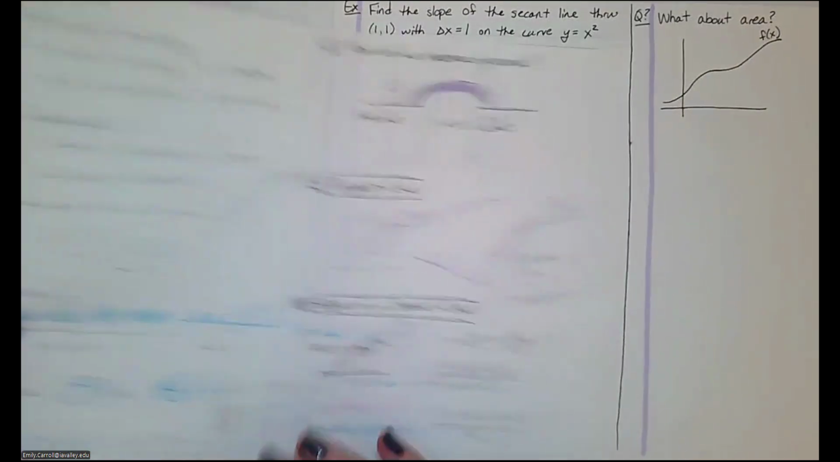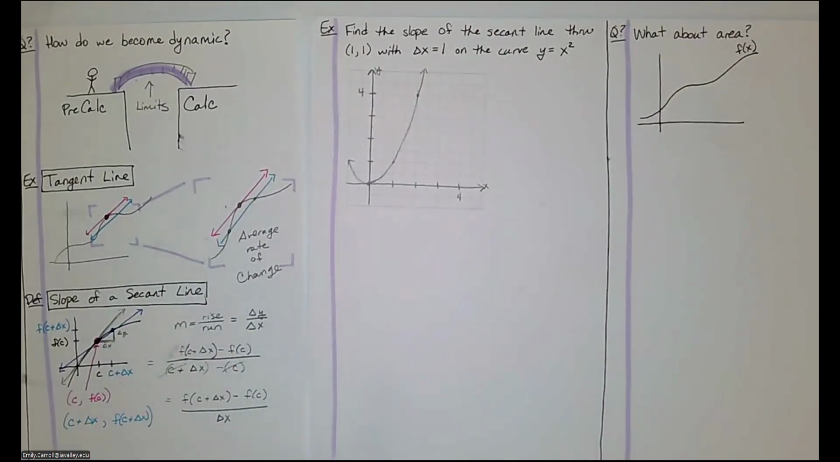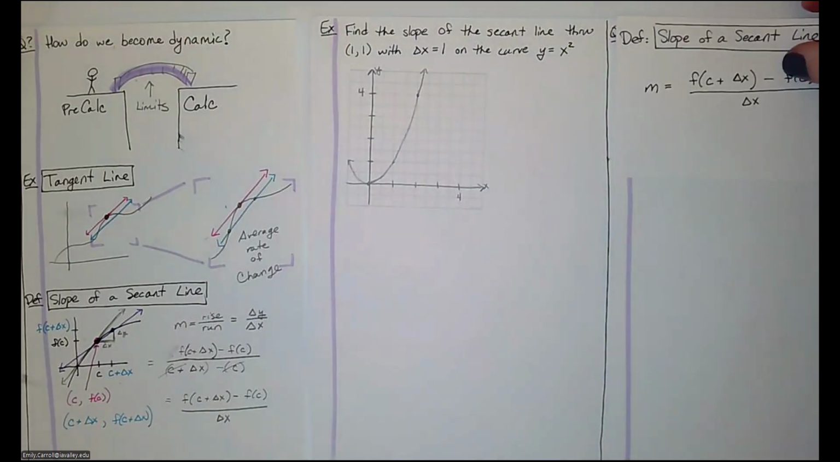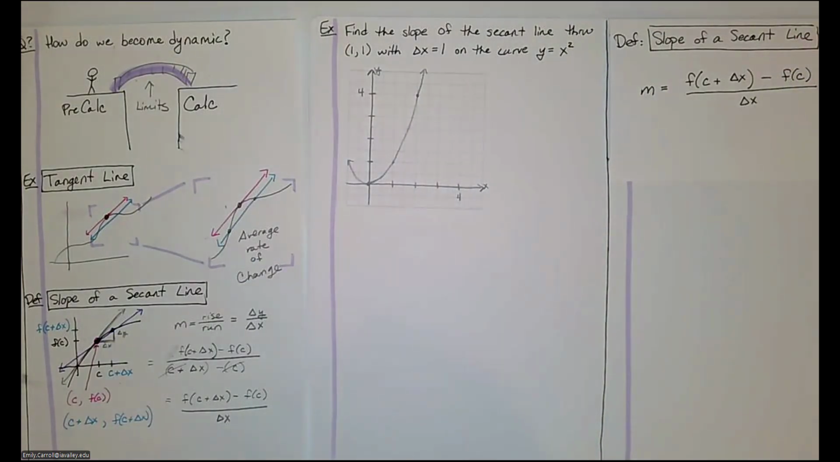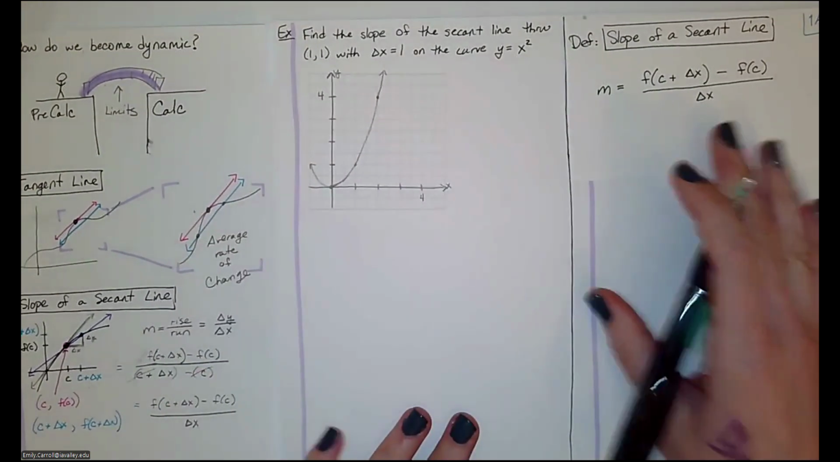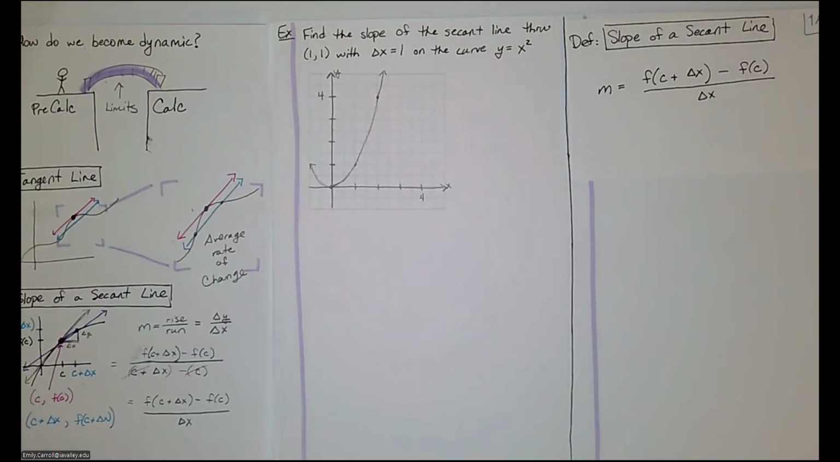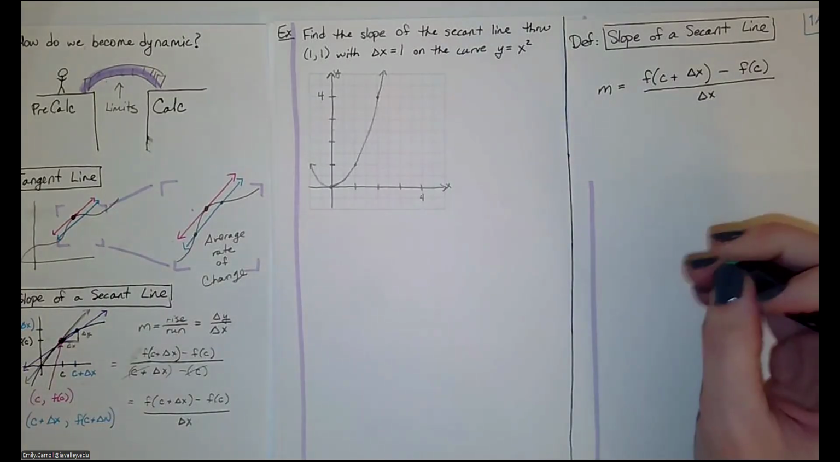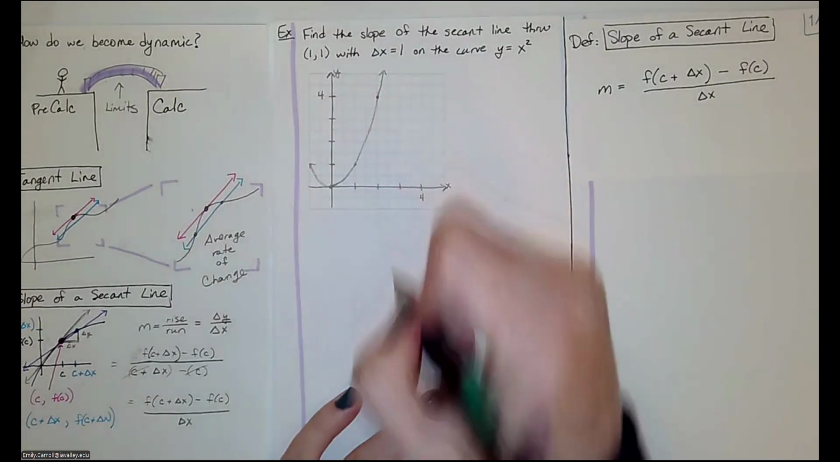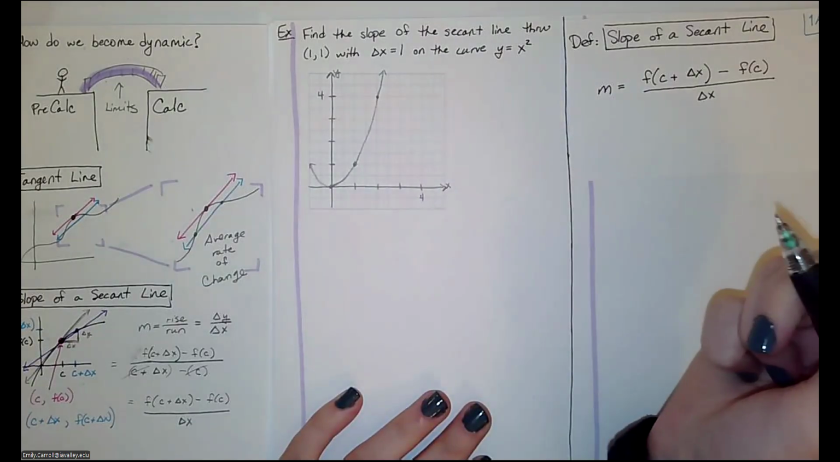Let's try an example. Let's find the slope of a secant line through the point (1, 1), where delta x equals 1, and we're on the curve y equals x squared. Okay, so what line are we looking at the slope of? Here is the point (1, 1), right there.